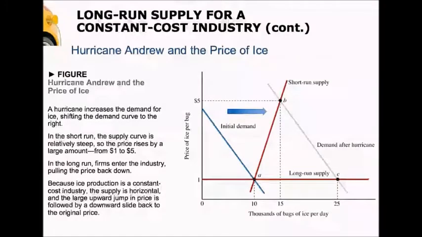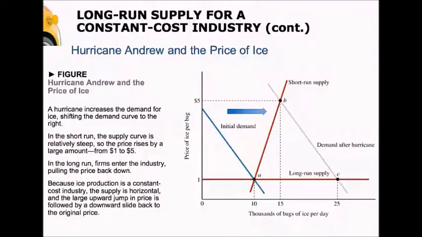How does this work in an actual market? Well, let's look at the short run and the long run response in the ice industry, or the price of ice after Hurricane Andrew. And we have a long run supply curve which is horizontal at $1 per bag. But there's a short run supply curve which is upward sloping. In the long run, we're seeing a constant cost industry, and so we have a horizontal long-run supply curve. The short run, however, there's an upward sloping short-run supply curve.